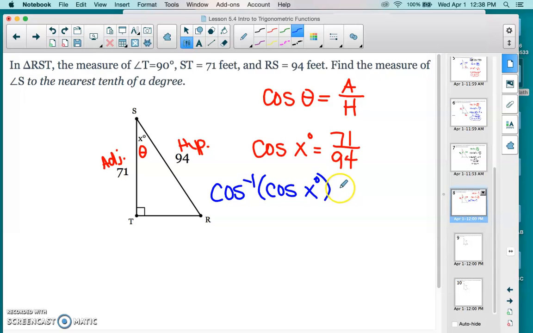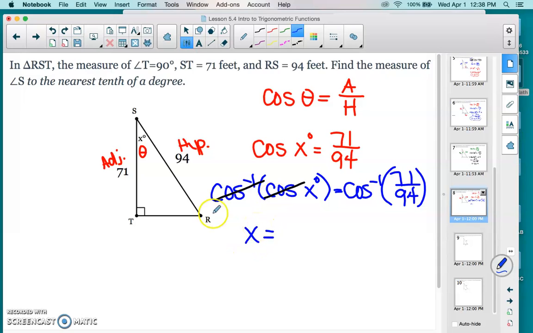So we are going to have to apply an inverse cosine function to each side of the equation. So I just put inverse cos on each side. And what happens is an inverse cosine and a regular cosine undo one another, and you would just be left with x, which is the degree measurement that we're solving for.